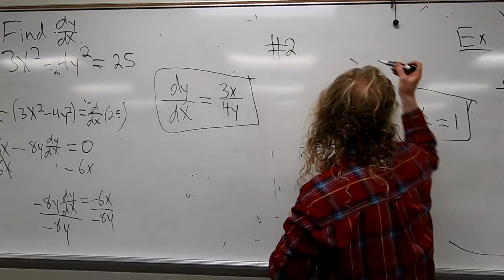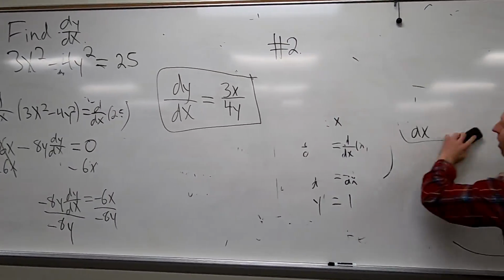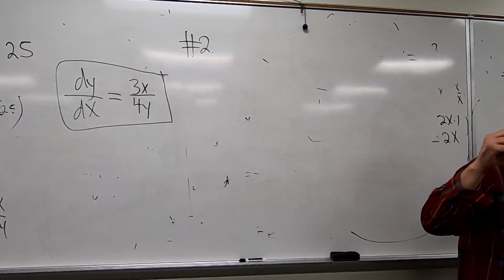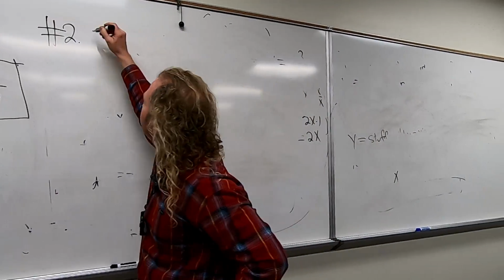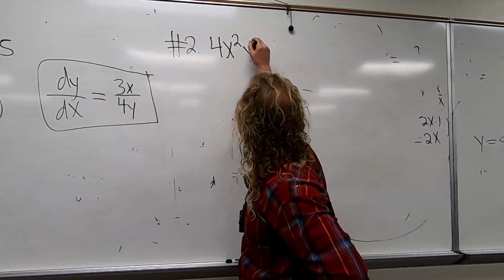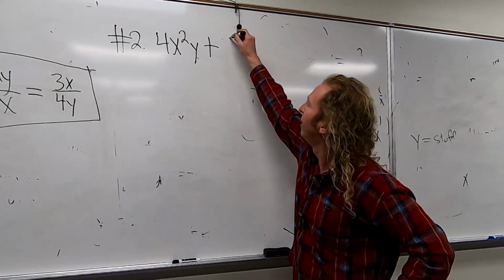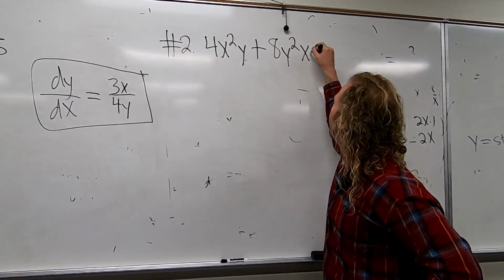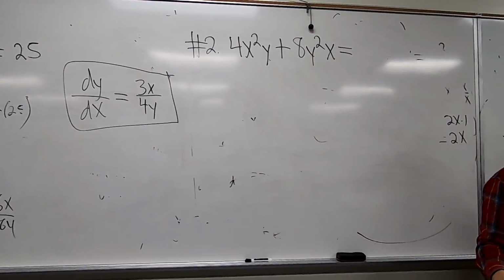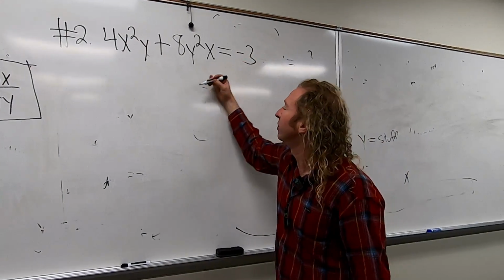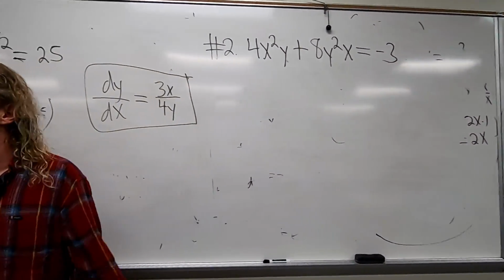Usually you have one like number 2. It's a good, solid problem. So we have 4x squared y plus 8y squared x, and that's equal to negative 3.